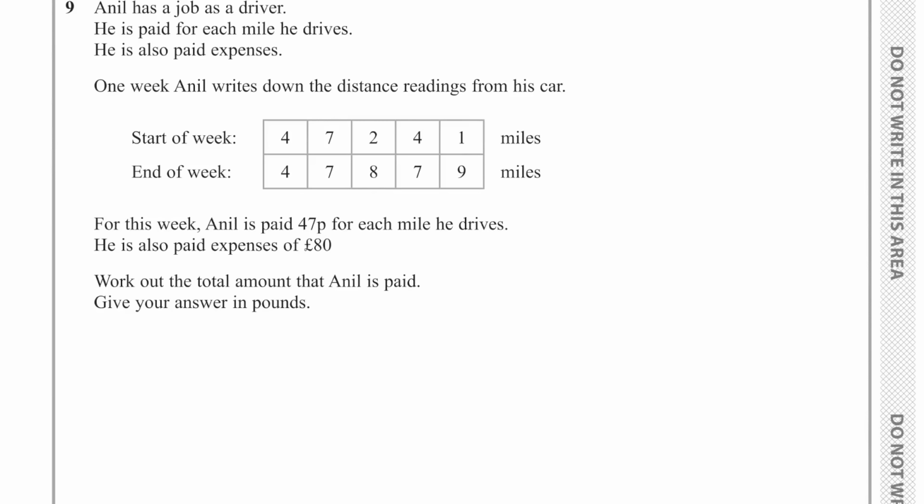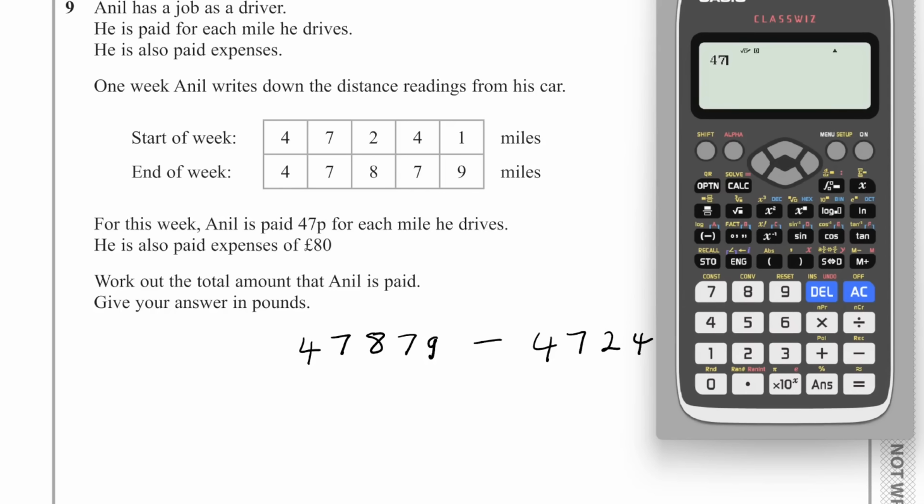Question 9. Anil has a job as a driver. He is paid for each mile he drives. He is also paid expenses. One week, Anil writes down the distance readings from his car. So we've got the start of the week and the end of the week. So we can work out how many miles he's driven. So it's going to be the miles at the end, 47,879. Take away the miles at the beginning, 47,241. So how many miles has he driven?